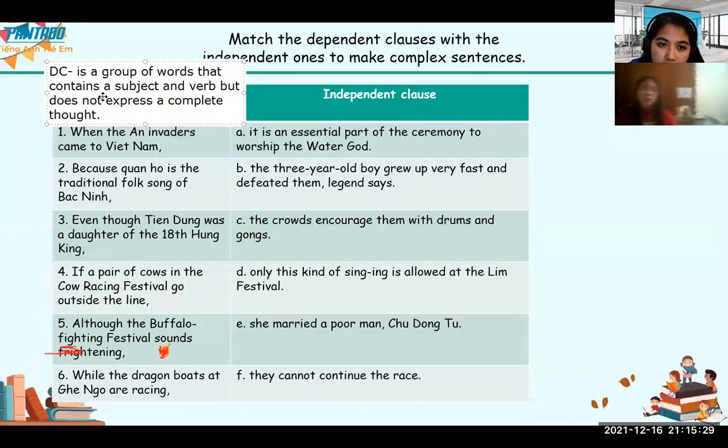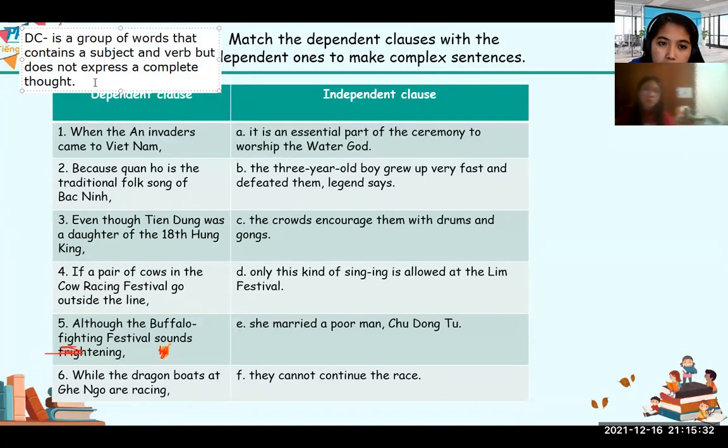Okay, can you please read the meaning of dependent clause? There are a group of words that contain a subject and verb but does not express a complete... Okay, so here you say complete. Very good. Next, thought. Very good, Ngok.